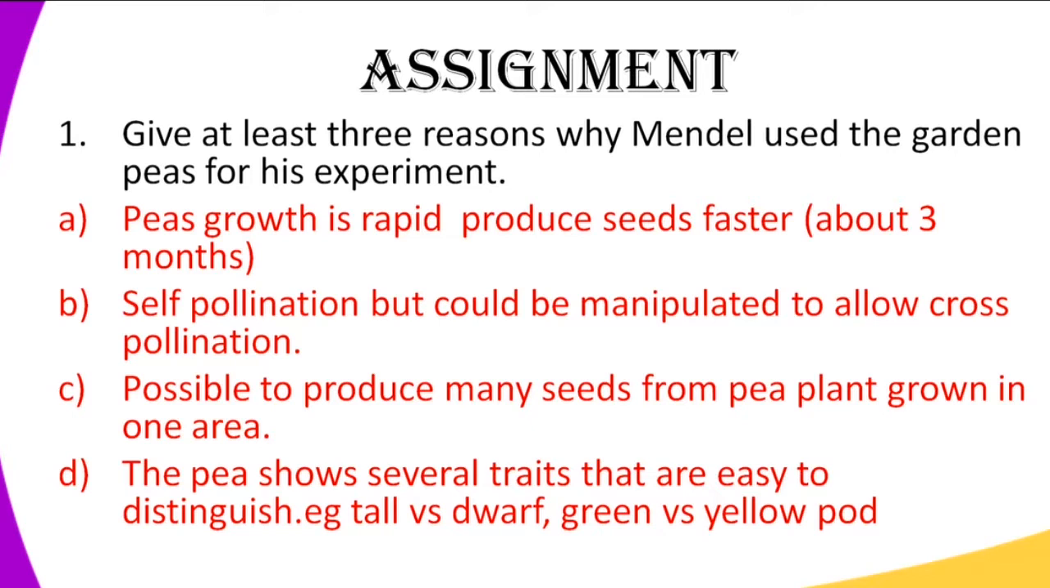So let us first look at the assignment. Question 1 was give at least 3 reasons why Mendel used the green peas for his experiment. So the reasons were the pea growth is very rapid, so they produce seeds faster, roughly about 3 months. Another reason was self-pollination could be manipulated to allow cross-pollination, that is in fact fertilization. Then another reason, it was possible to produce many seeds from the pea plant which were growing in one area. Another reason was the pea shows several traits that are easy to distinguish. For example, a plant was either tall or dwarf. It was either green or yellow.